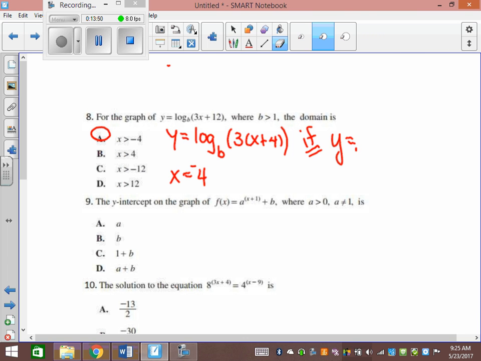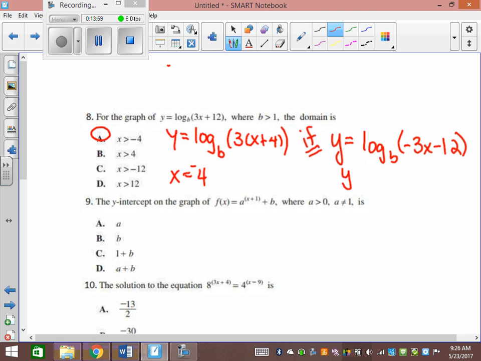say it was y equals log base b of (negative 3x minus 12). I would still have log b of negative 3 times (x plus 4), so it would still be 4 to the left. But this little negative sign in front would cause it to reflect in the y, which would make it actually be x is less than negative 4.